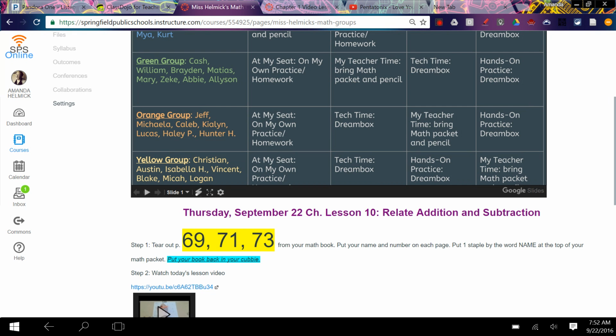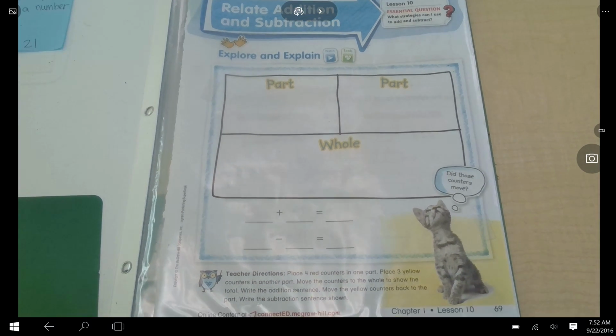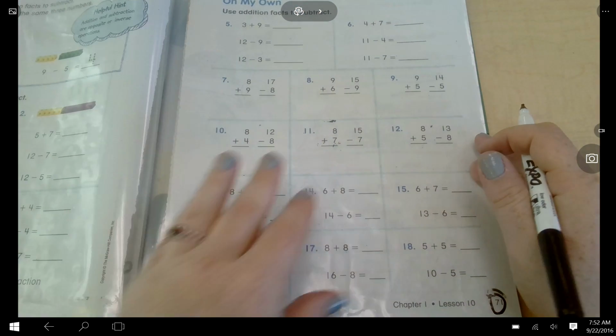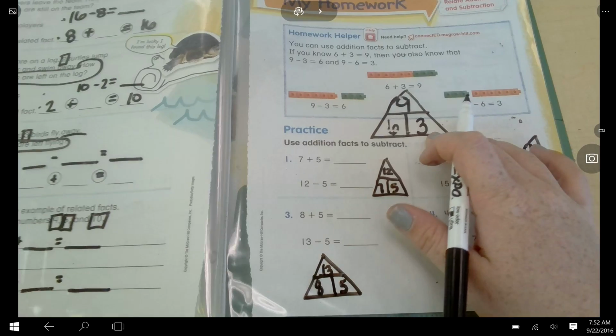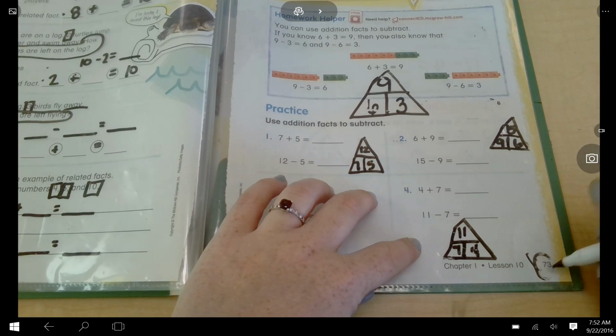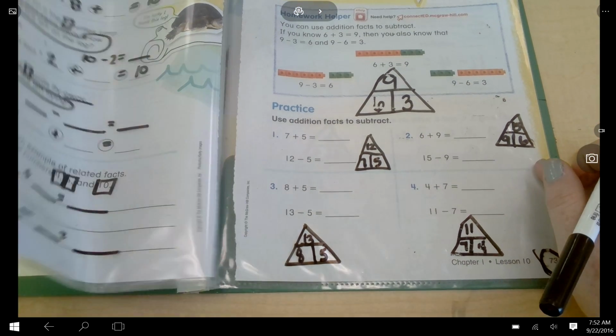Let's go ahead and look at our math packet and see what we're learning today. Okay, so your pages look like this. 69 has a cat on the front. 71 doesn't have anything on the front, but on the back it has a turtle. And then 73 has orange and green cubes at the top.